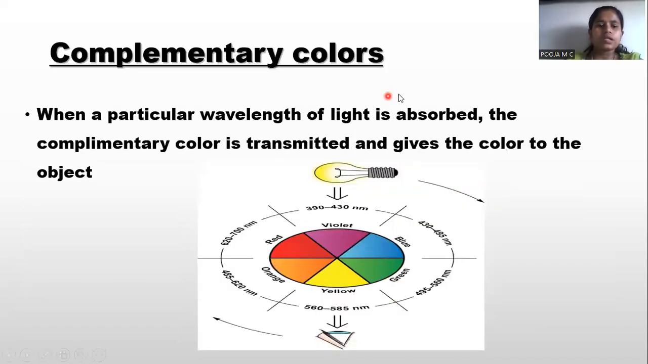Next, the complementary colors. When a particular wavelength of light is absorbed, the complementary color is transmitted and gives the color to the object. The color of a tomato, which we see as red, is due to the absorption of green.